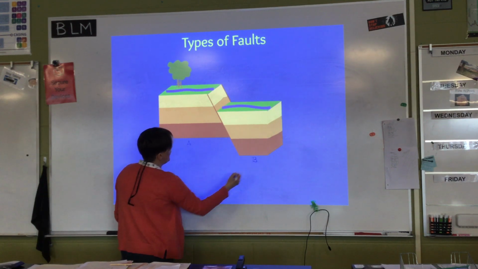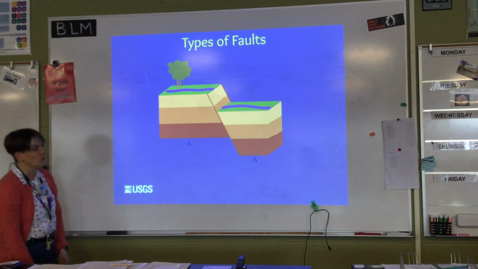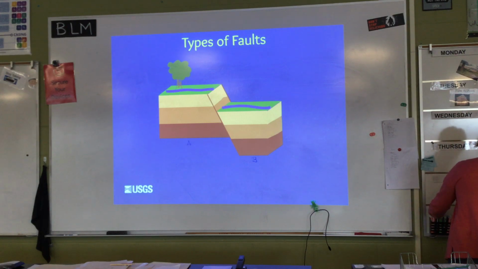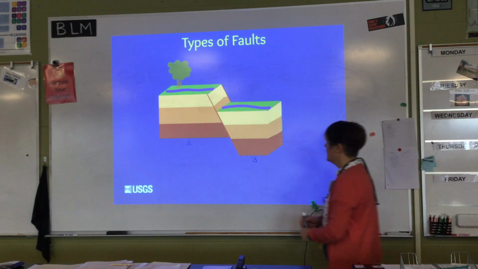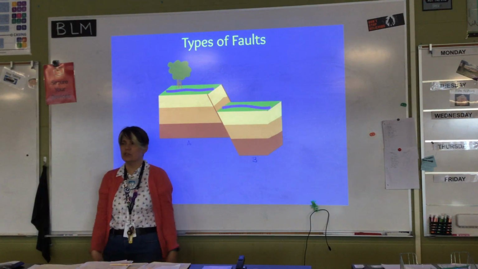So I'm going to label one A and one B. With your pair share partners, let's see if you can just figure out which one is the footwall and which one is the headwall. 5, 4, 3, 2, 1. Okay, any guesses? Just for fun.